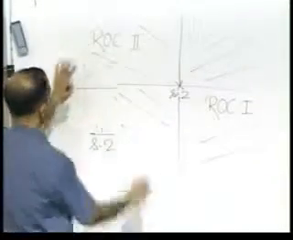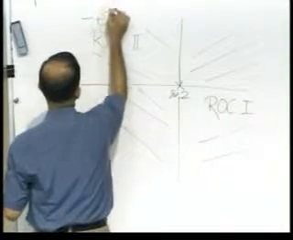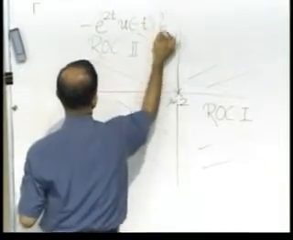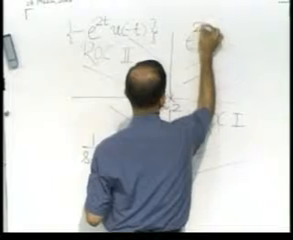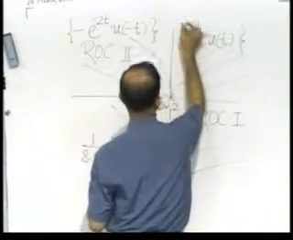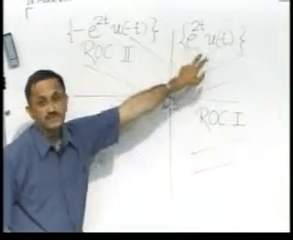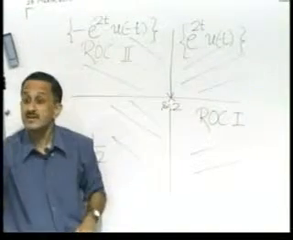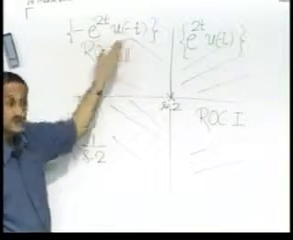Okay. What was the corresponding function here? It was minus e raised to the power 2t u minus t, right? And what was the corresponding function here? e raised to the power 2t u t. Now, what kind of a function is this? This is a function which is non-zero to the right of t equal to 0. What kind of a function is this? It is non-zero to the left of t equal to 0.